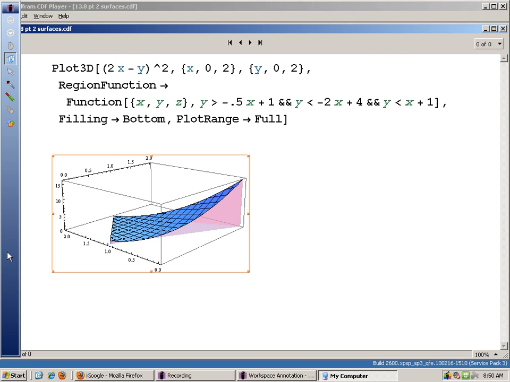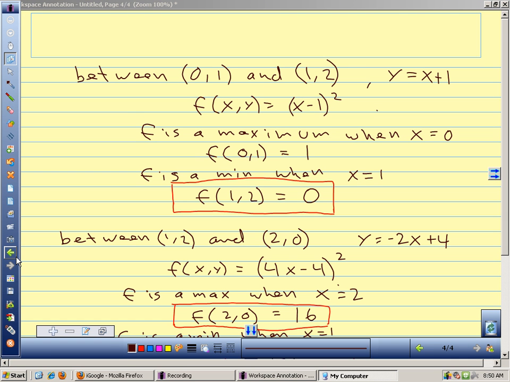Any questions? So these problems are typically not difficult. Generally they involve a fair amount of computation because of the work you have to do with the boundaries. Okay?